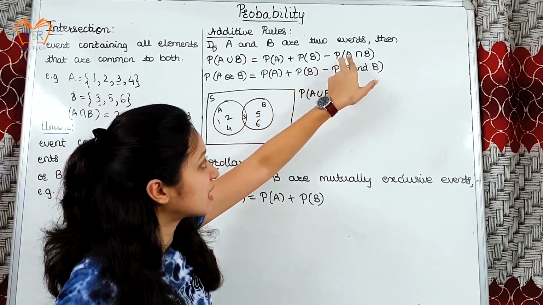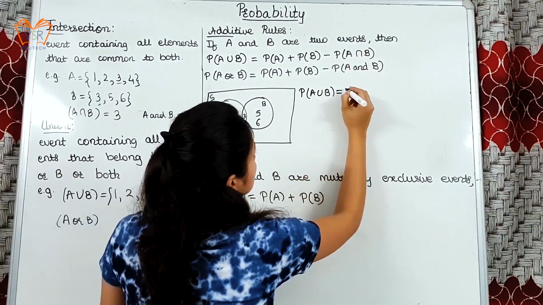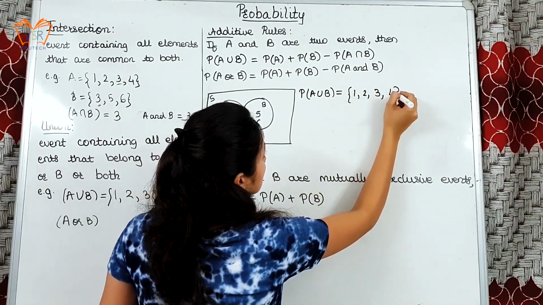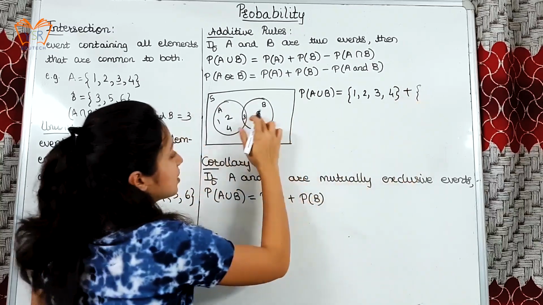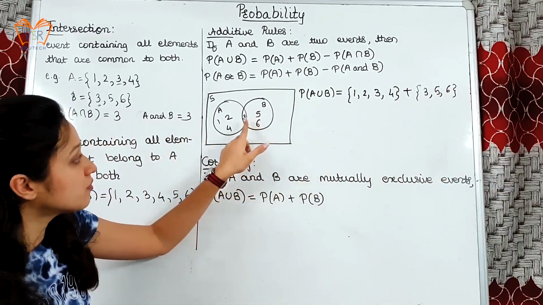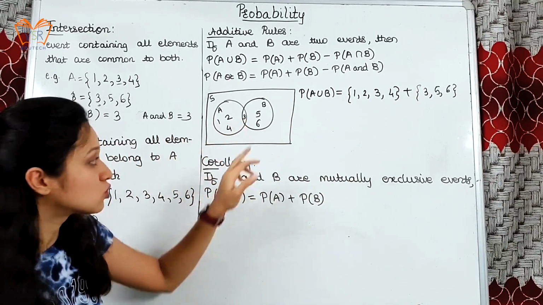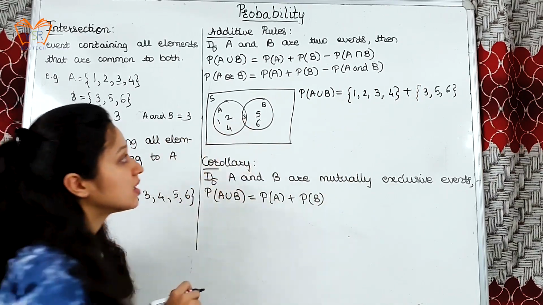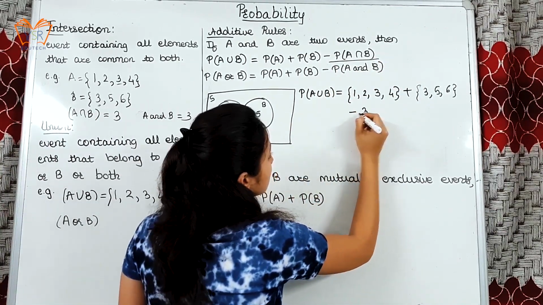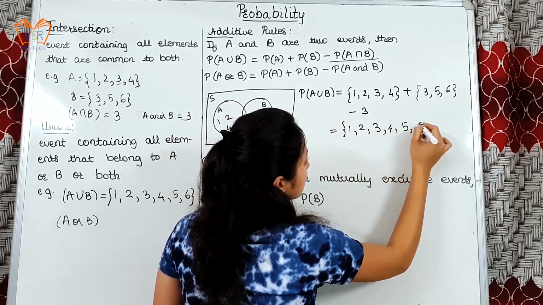Why do we need to subtract the intersection of both? Suppose now the elements are 1, 2, 3, 4 plus 3, 5, 6. Now if you see, 3 comes twice, but in the union we need 3 only once. So to subtract this common element once, we are including this term, that is the intersection of both the events. So minus 3 will give us the total 1, 2, 3, 4, 5 and 6.